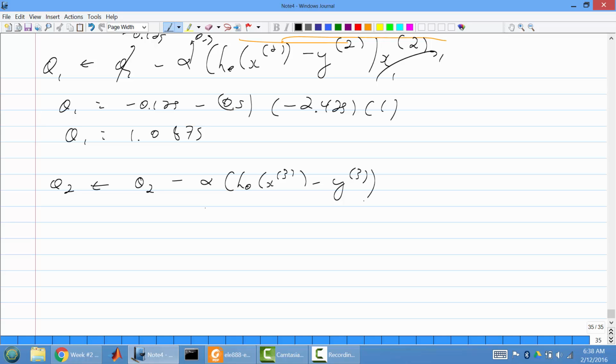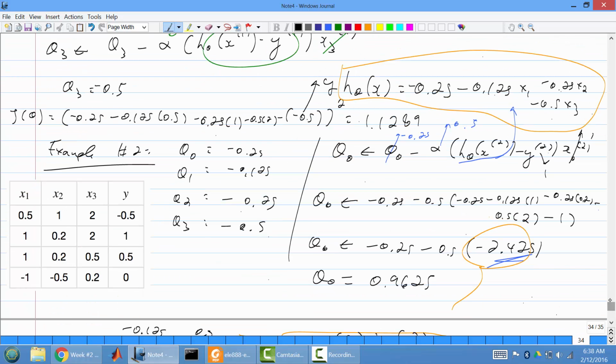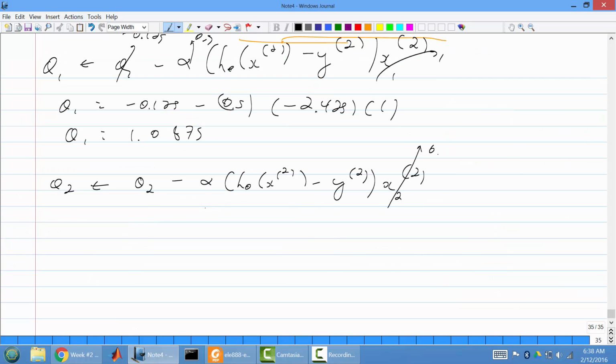Oh, sorry, 2. And then I'm doing this for the second. Alright? So if you take a look at the table, the second feature for the second example was 0.2. So this is 0.2, right? This is minus 2.245. This is 0.5. And this was minus 0.25. So if you substitute everything, you get minus 0.0075.